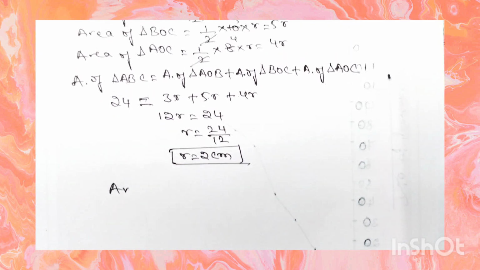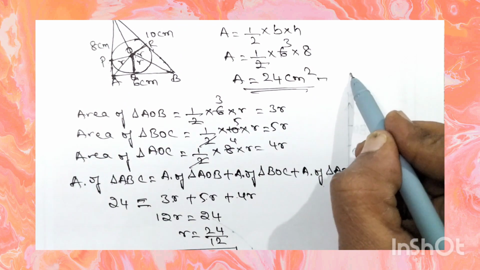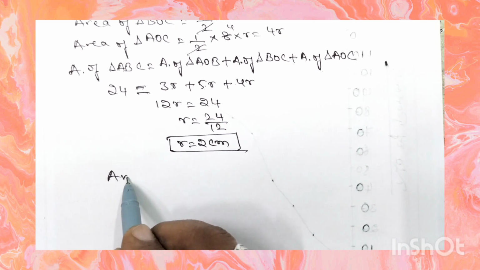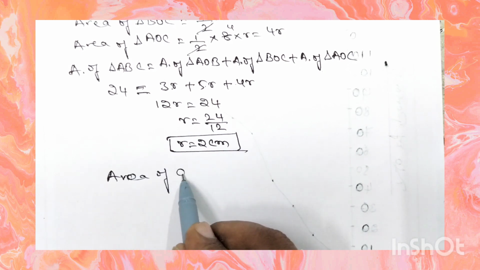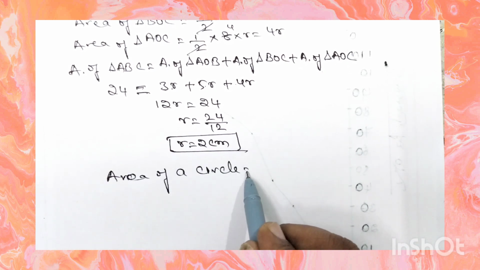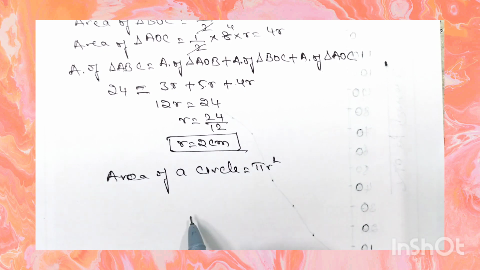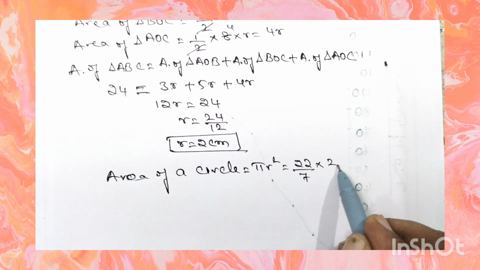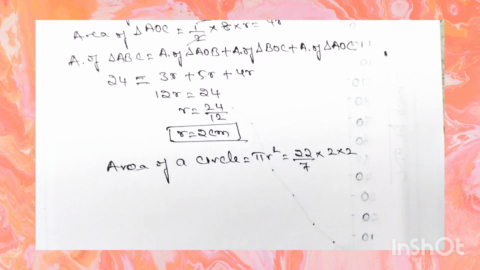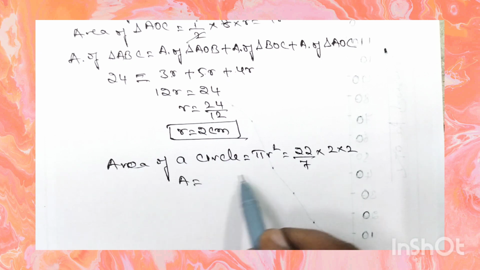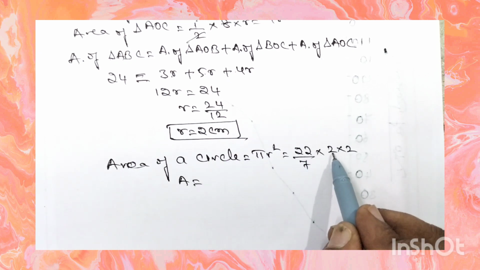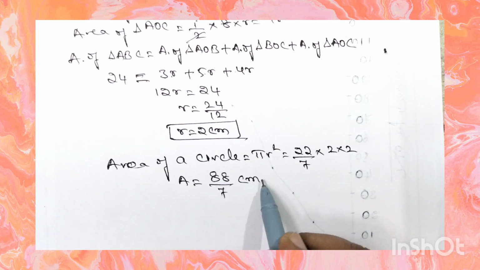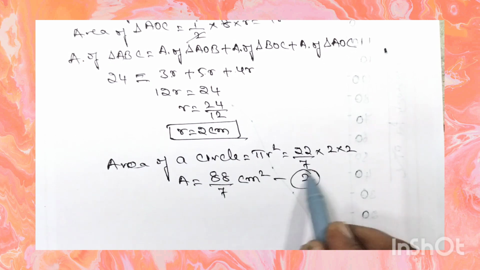ನೋಡಿ ಇಲ್ಲಿ ನಮಗೆ ಏರಿಯಾ ಆಫ್ ಟ್ರಯಾಂಗಲ್ ಎ ಬಿ ಸಿ ಬಂದಿದೆಯಲ್ಲ, ಇದನ್ನ ಇಕ್ವೇಶನ್ 1 ಅಂತ ಕರೆಯೋಣ. ಈಗ ನಾವು ವಿ ವಿಲ್ ಫೈಂಡ್ ದ ಏರಿಯಾ ಆಫ್ ಎ ಸರ್ಕಲ್. ಸೊ ವಾಟ್ ಈಸ್ ದ ಏರಿಯಾ ಆಫ್ ಎ ಸರ್ಕಲ್ ಫಾರ್ಮುಲಾ? ಇಟ್ ಈಸ್ ಈಕ್ವಲ್ ಟು ಪೈ ಆರ್ ಸ್ಕ್ವೇರ್, ವಿಚ್ ಈಸ್ ಈಕ್ವಲ್ ಟು 22/7 into 2 into 2. So now area is equal to 22 twos are 44, 44 twos are 88 divided by 7 centimeter square. You call it as equation 2.